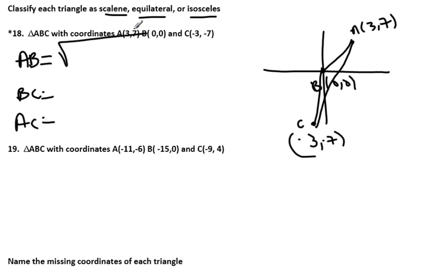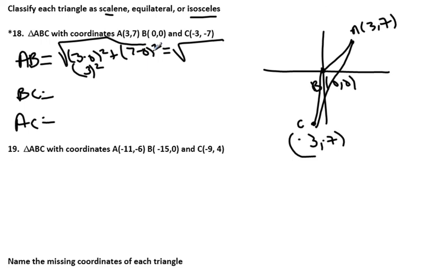So I have x minus x for AB, so 3 minus 0, and I'm going to square it, plus y minus y, so 7 minus 0, and I'm going to square it. 3 minus 0 is 3, and I'm going to square it. 7 minus 0 is 7, and I'm going to square it. So I get 9 plus 7 squared is 49, so I get square root of 58.